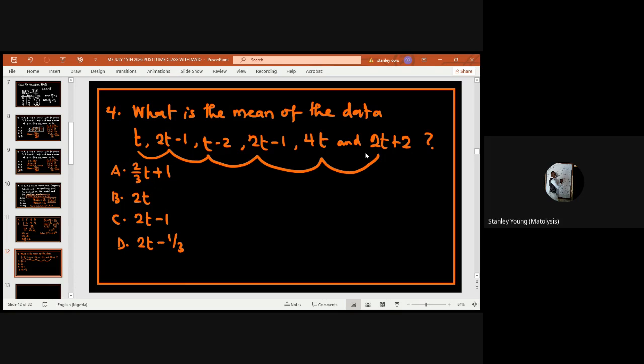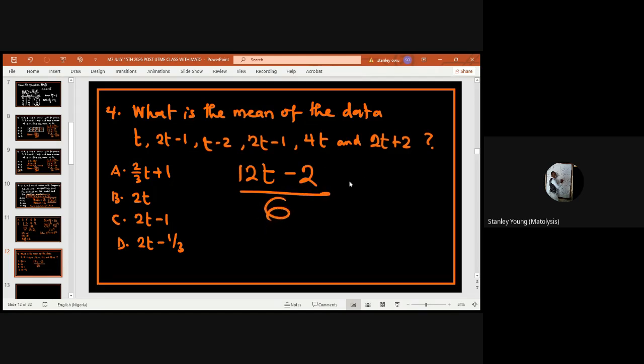So in that case, you have 12t for the t side. Are you with me? Then look at the numbers here. I have minus 1 plus minus 2, that's minus 3, plus minus 1, minus 4. Then plus minus 4 plus 2, that's minus 2. So just divide by 6. I hope you understand that. Do you understand what I did there?